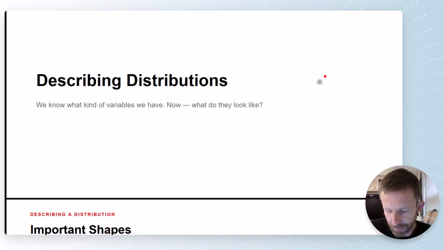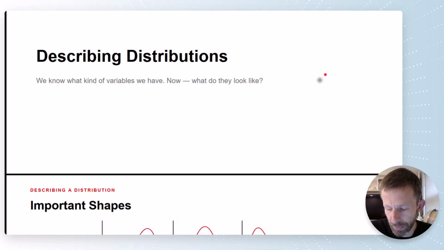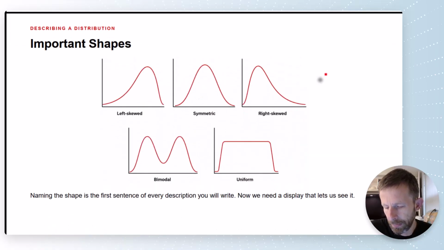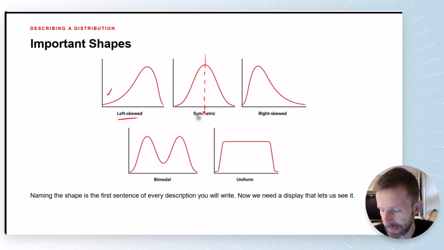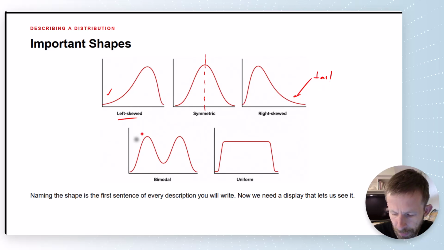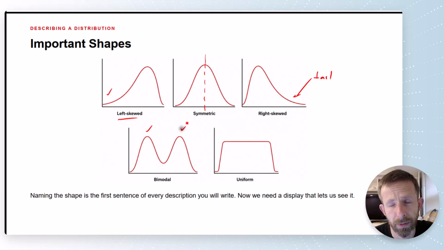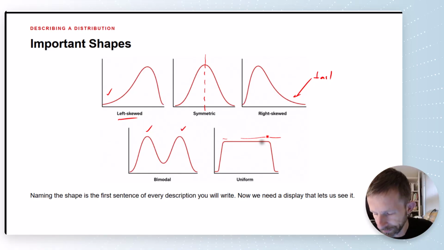So describing distributions: depending on what kind of variables we have, what do they look like? This lets us introduce some important vocabulary. Left skewed means I have a tail that goes to the left. Symmetric is pretty much similar, kind of mirror images on both sides. Right skewed, I've got that tail on the right side. Bimodal, I've got two specific humps. And uniform is mostly flat all the way across.